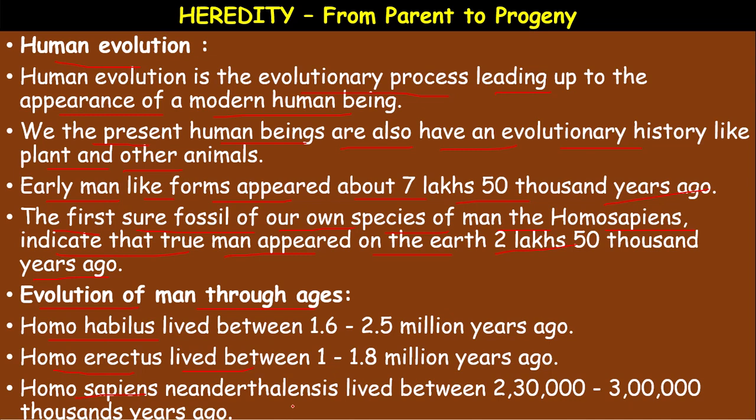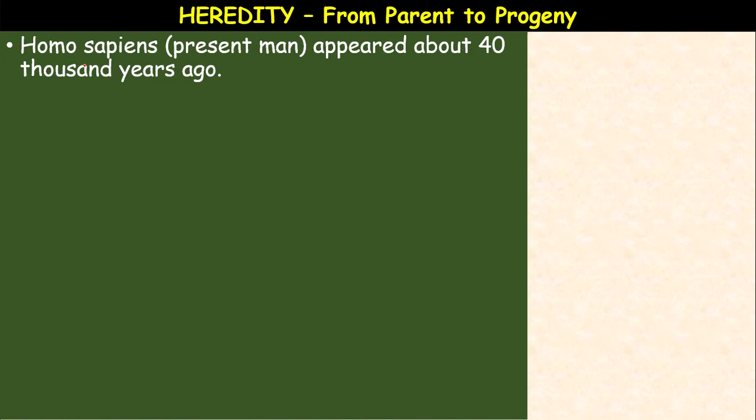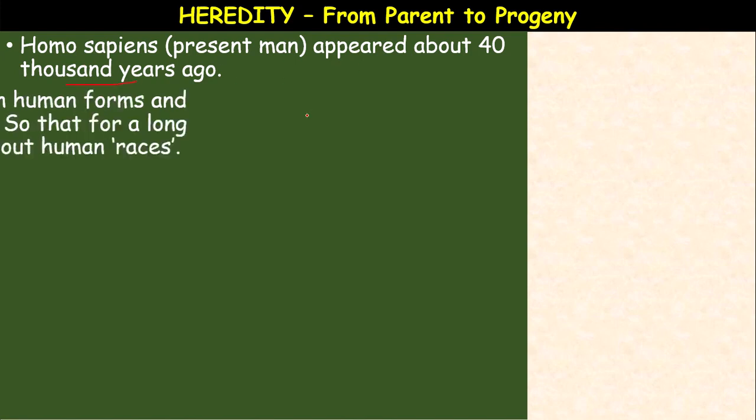Homo sapiens neanderthalensis lived between 2,30,000 to 3,00,000 years ago. Next, Homo sapiens, present man, appeared about 40,000 years ago.